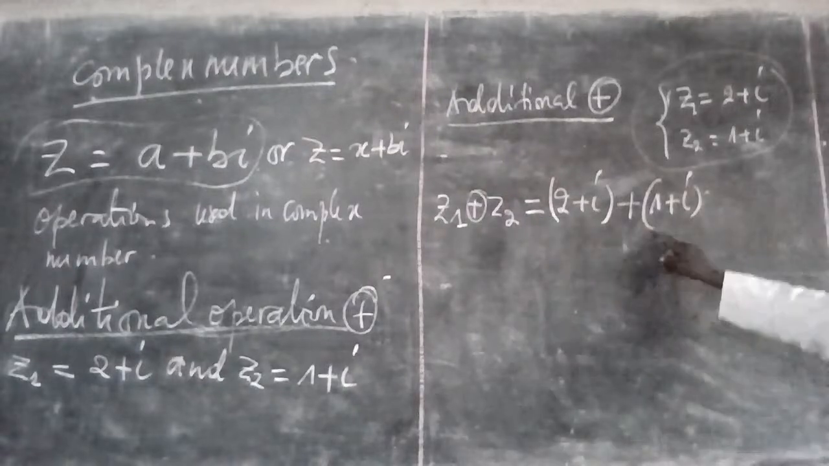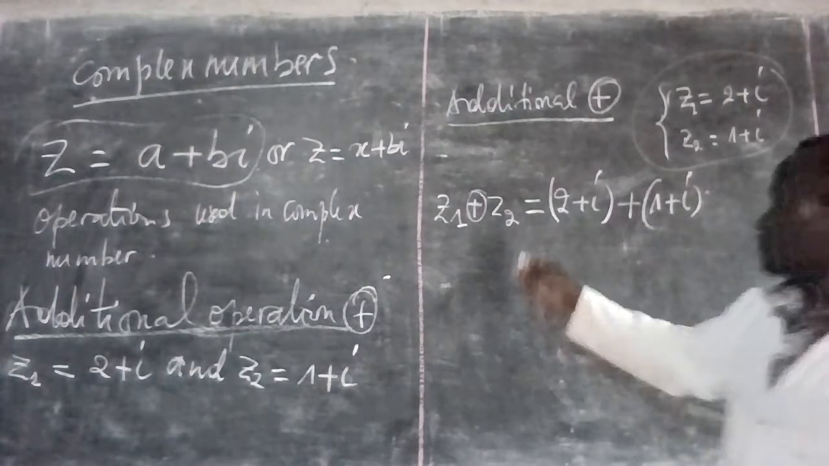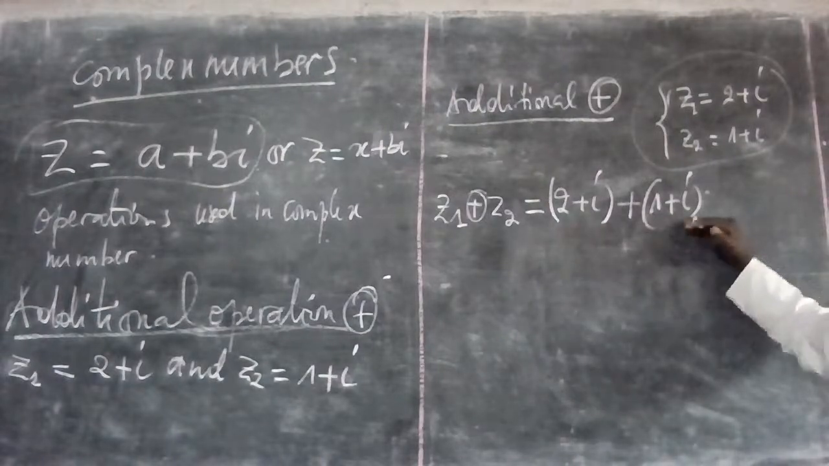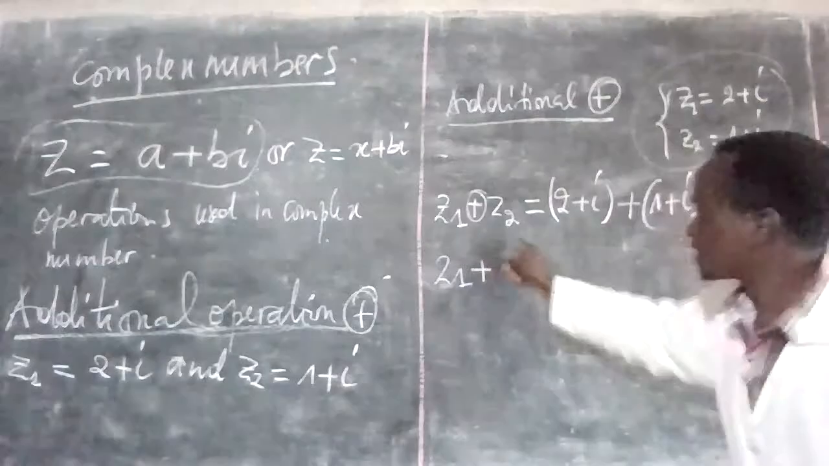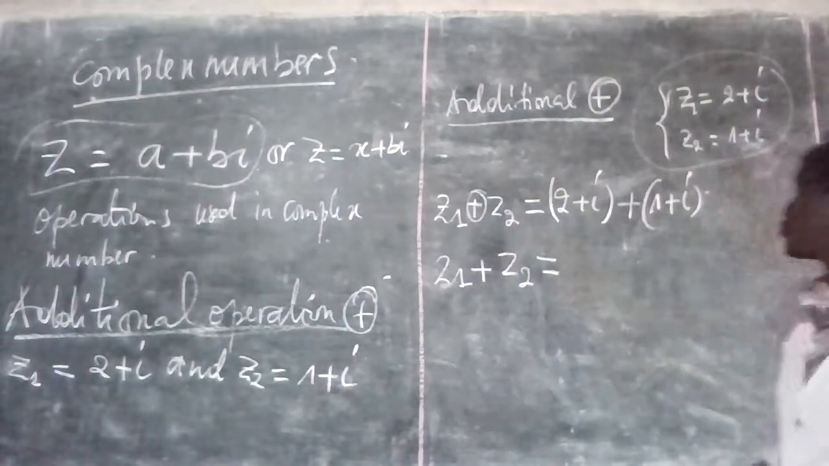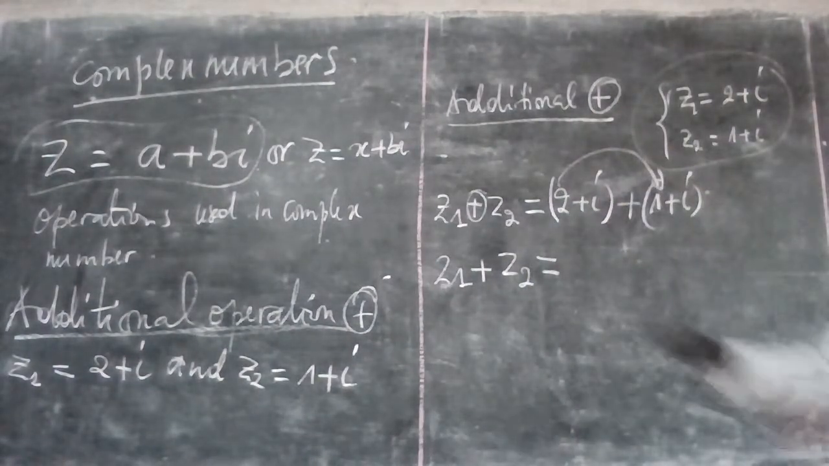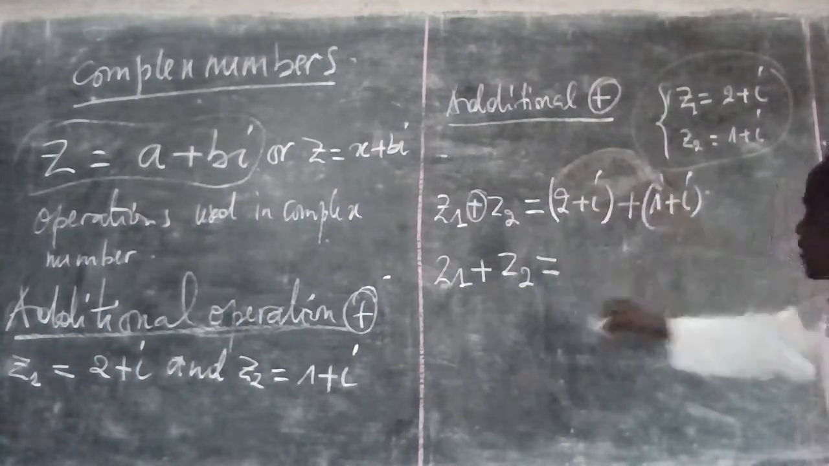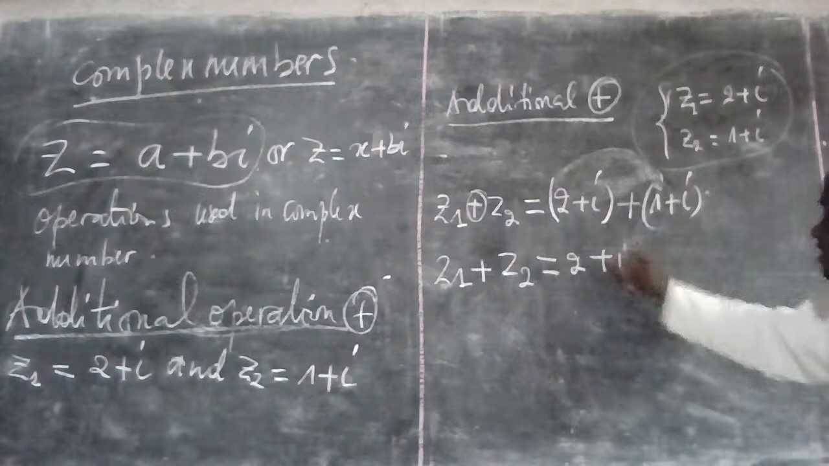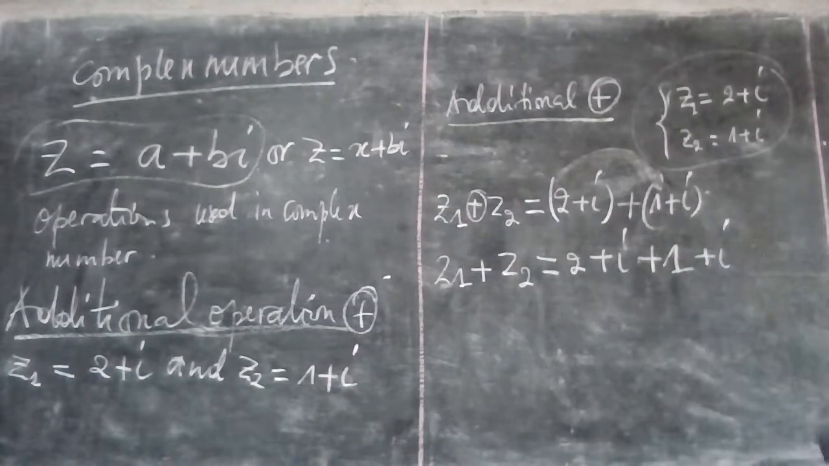Now, how should we add these two complex numbers? First, we are going to remove these two brackets. Now we have z1 plus z2, which is equal to you take this number plus this one. Before doing this, let us remove those brackets. It is 2 plus i plus 1 plus i.